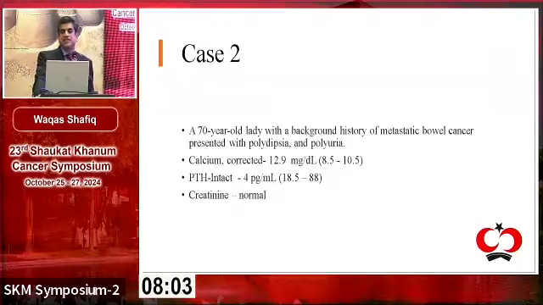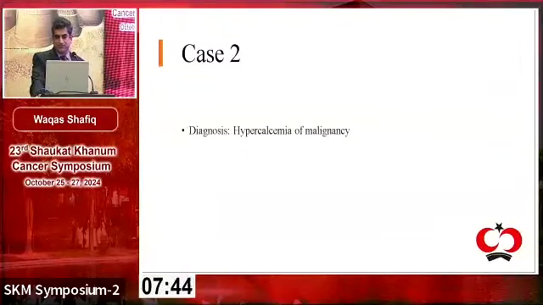A second case, which is a common scenario we see in a cancer hospital: a 70-year-old lady with a background history of metastatic bowel cancer presented with polyuria and polydipsia. Her calcium is raised. Her parathyroid hormone is actually low or suppressed. Creatinine is normal. The diagnosis is hypercalcemia of malignancy.